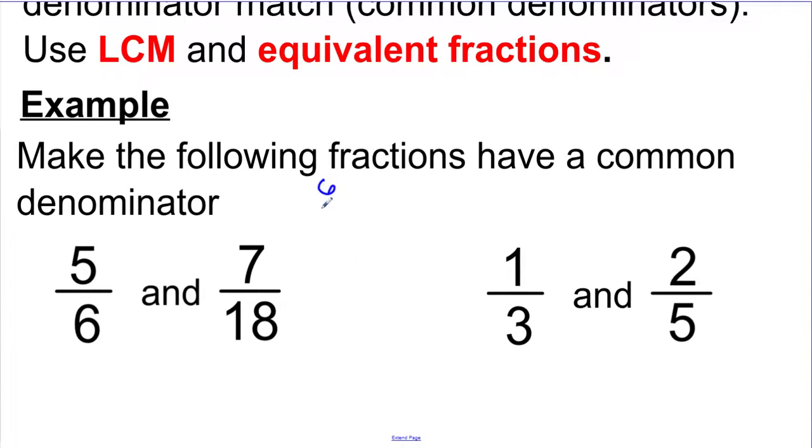Well, 6, 12, 18. And then if I make a list of the multiples of 18, here's a couple of them, right? But I'm going to stop right there because it looks like 18 shows up on both lists. So 18 is the least common multiple of my denominators.